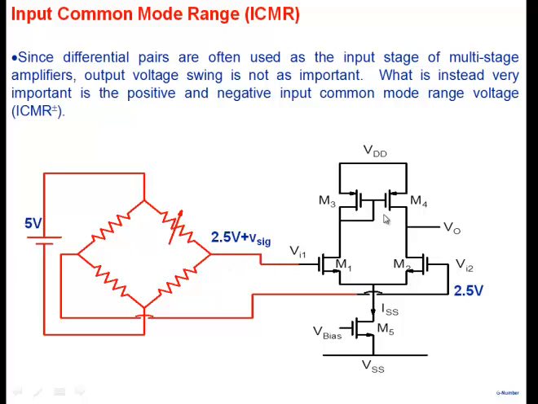So here I'm showing you an example of a bridge connected to a differential amplifier, showing you that my signal comes along with a common mode which I want to reject, right? And so one has to worry about what is the limit of this differential pair in terms of the common mode input that it can handle here.